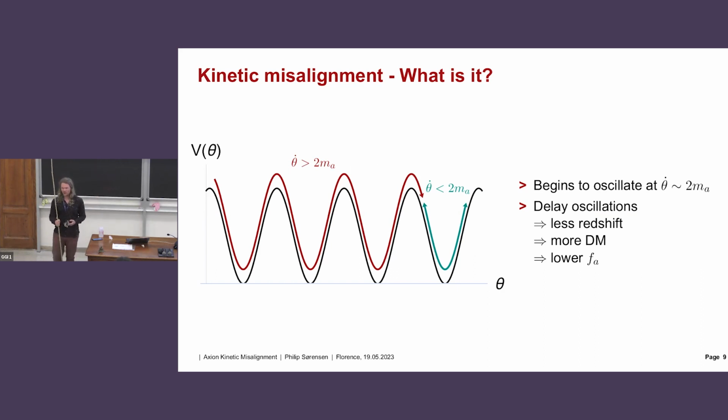But the important point here is that if you have enough kinetic energy, you can continue rolling until long after the time where you would have started oscillations from standard misalignment. So in this way, you can delay oscillations. That means less redshift, and therefore more dark matter relative to standard misalignment. And therefore, you can account for dark matter at lower decay constants. So that's the overarching idea of kinetic misalignment.